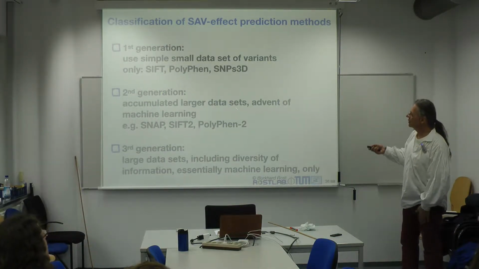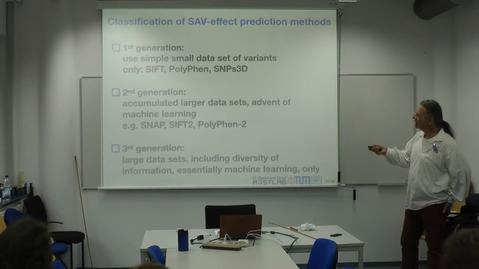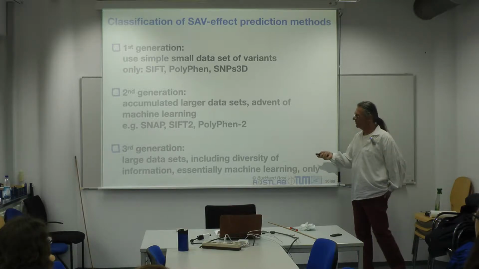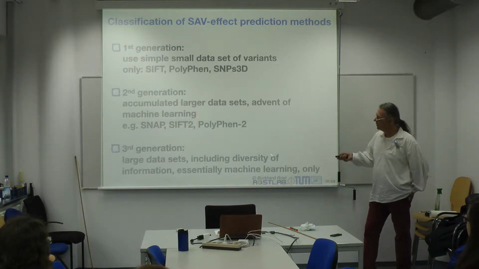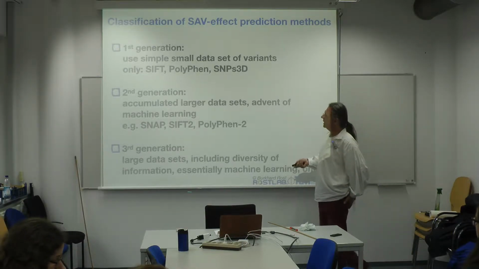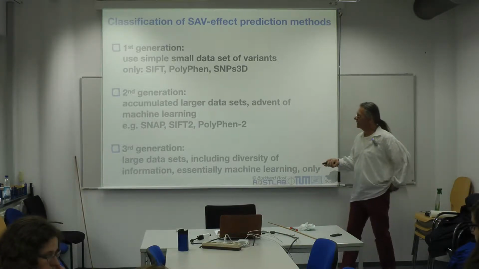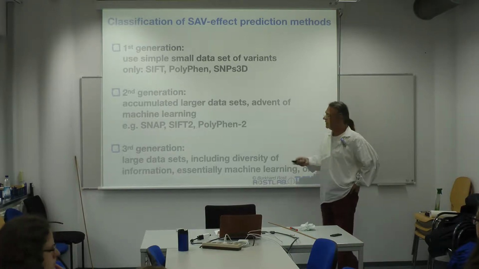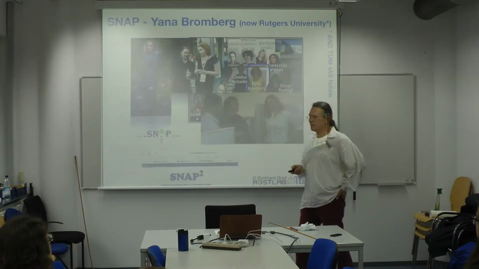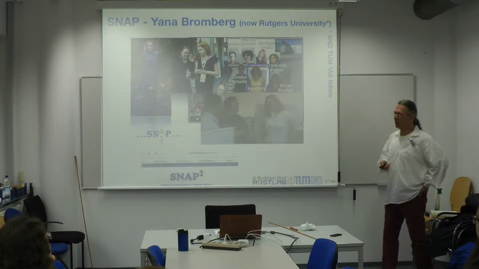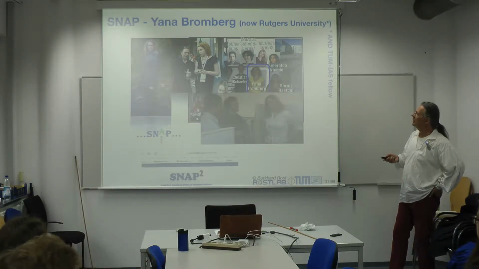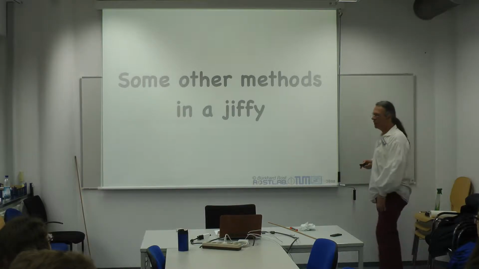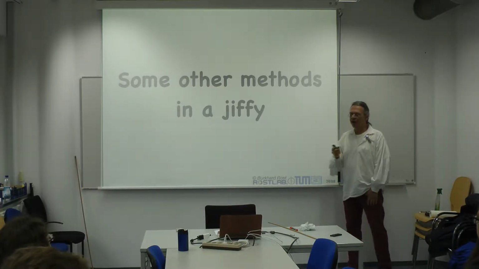We can develop a prediction method. I also call it second generation because now we have enough data for machine learning. There is a third generation that uses a much larger data set, that looks at diversity, that looks at disease data and all kinds of other things. And I will not really get into that. But the first application of SNAP was originally done by Yana Bromberg, again, who is now a professor at Rutgers University. But before I get into SNAP, let's just give a few other methods.